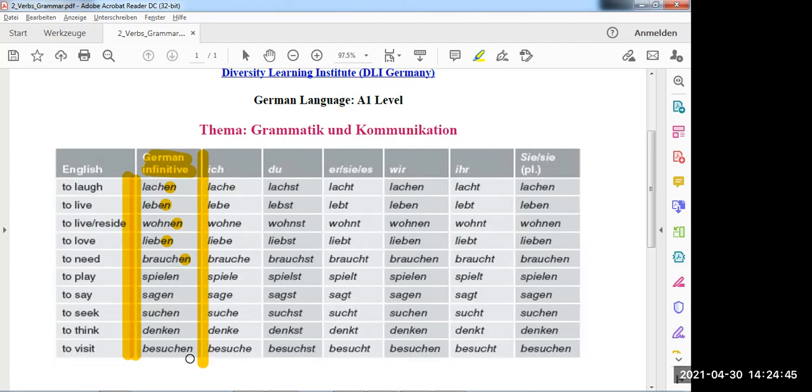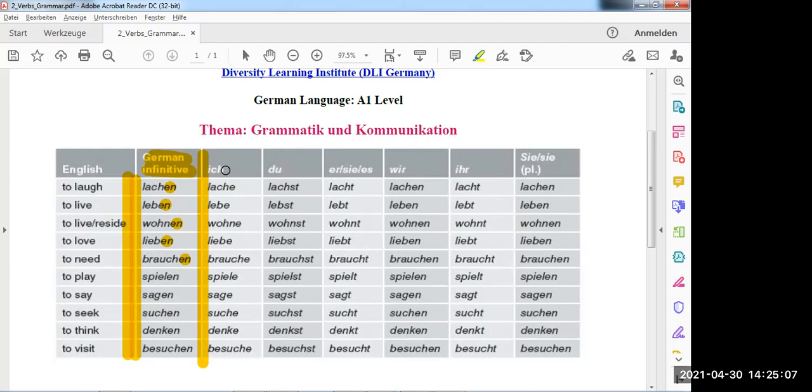Look, in their original forms, they are all en at the end. But the moment you want to use lachen, I am laughing, okay? I am laughing.